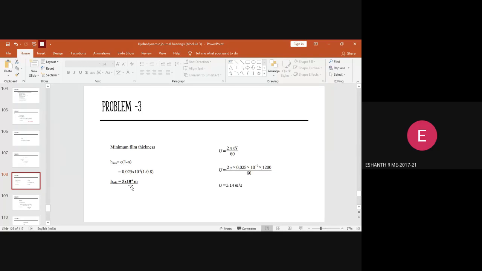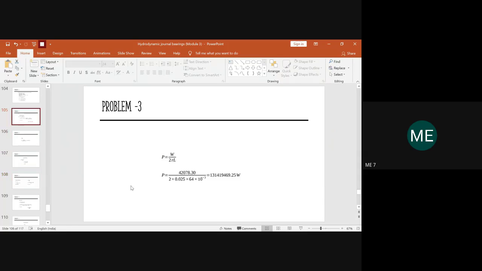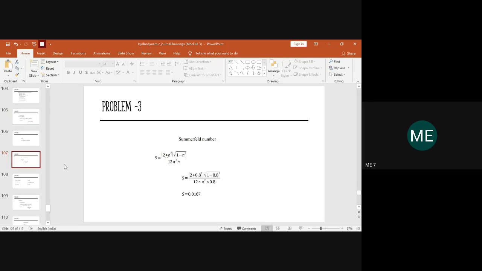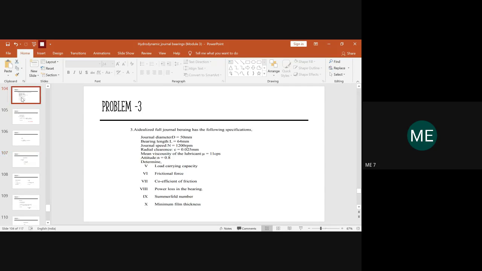Same answer. Okay. So now we have got all the values: the load carrying capacity, the frictional force, the coefficient of friction, the power loss in the bearing. Did we calculate the power loss? Yes, we did. The Sommerfeld number and the minimum film thickness. So in this way, based on the data given, you have to use the equation and calculate the problems.